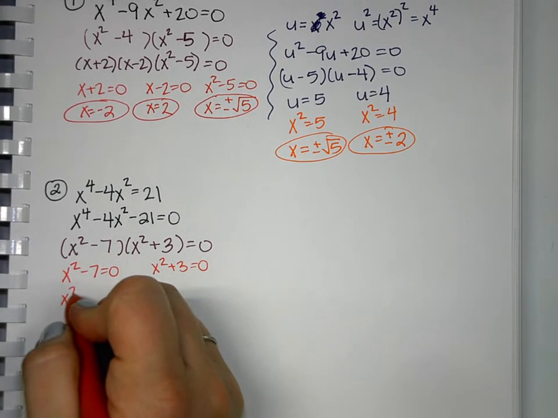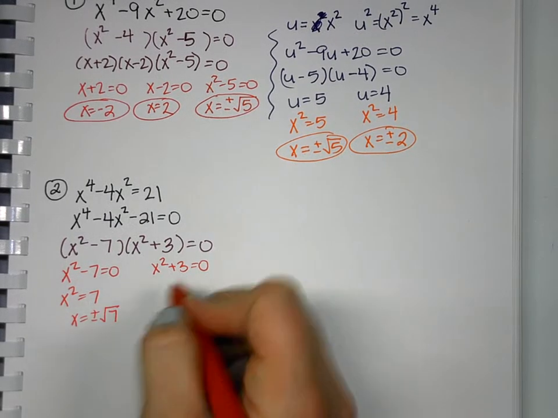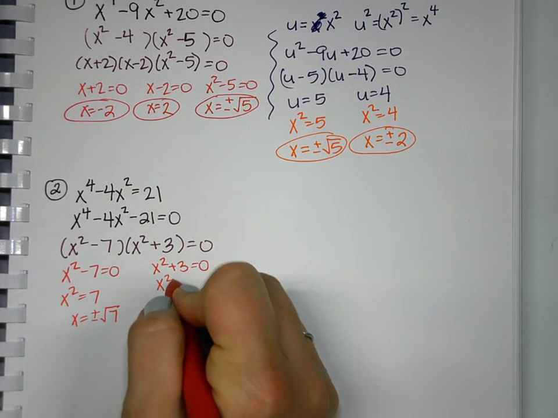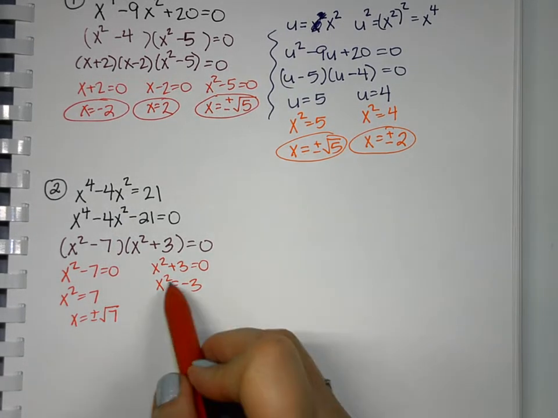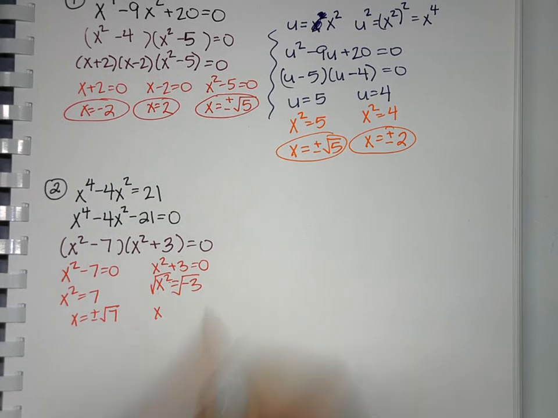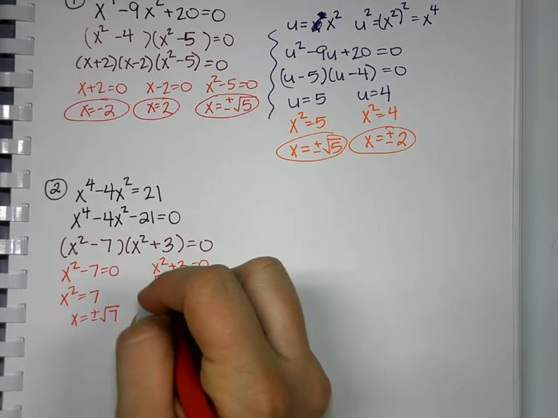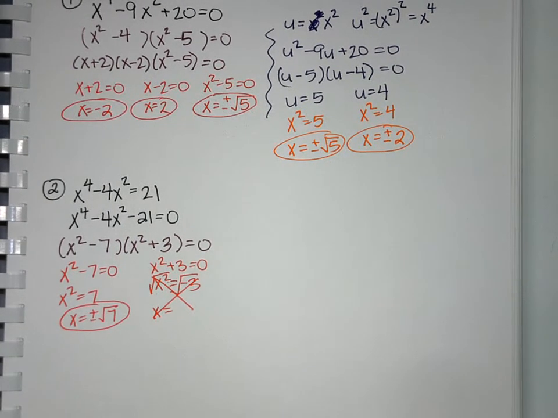So x squared equals 7, x would equal plus minus square root 7. And then over here we'll get x squared equals -3. Well, can we square root a negative number? No, so this is not a solution. We're only dealing with real numbers, not imaginary. So we're going to say square roots of negatives are not real solutions, and you're just going to cross it off.